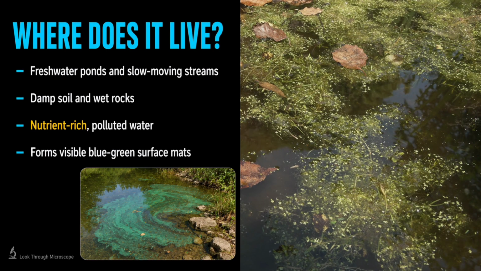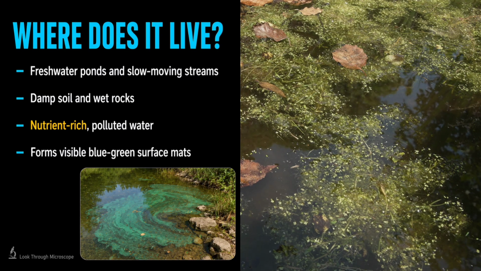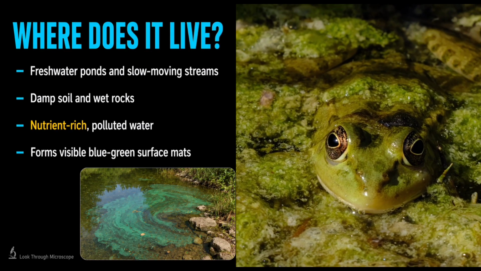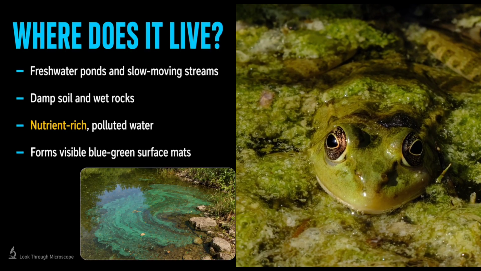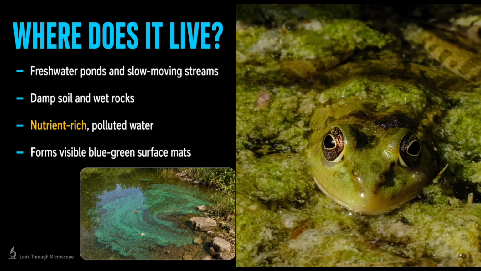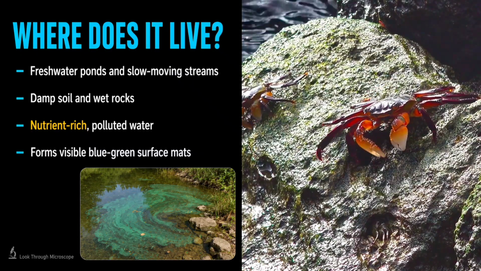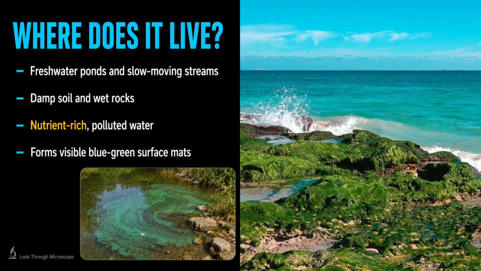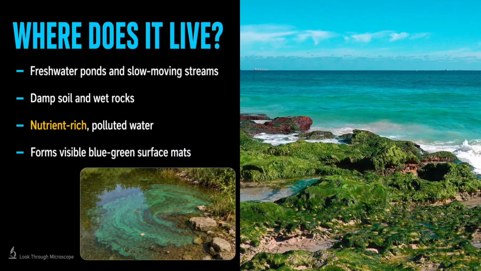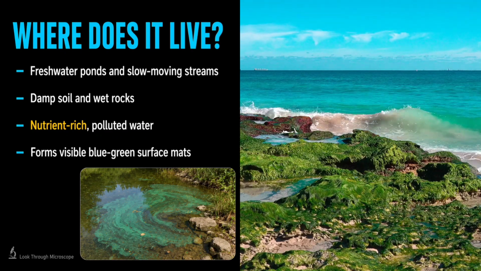So, where does it live today? You don't need to travel far to find Oscillatoria. It's almost everywhere. Freshwater ponds and slow-moving streams, damp soil and wet rocks, even in water that's a little, let's say, less than clean. In fact, if you have ever seen a blue-green film or scum floating on stagnant water, there's a good chance Oscillatoria was involved. It thrives especially in nutrient-rich water. The more polluted or nutrient loaded the water, the more it tends to bloom.